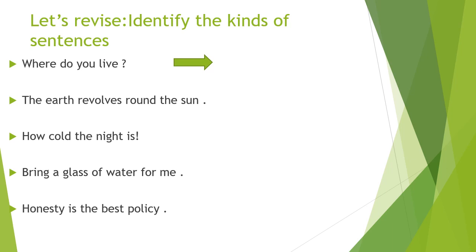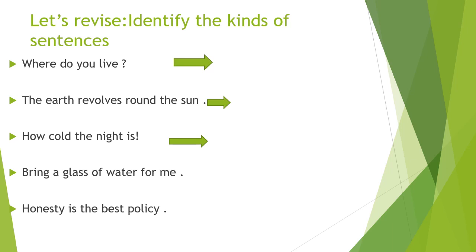The second one, the earth revolves round the sun. It's a statement. So, what will be its kind? It will be an assertive sentence. Third one, how cold the night is. It expresses feelings, sudden feelings, isn't it? So, it is an exclamatory sentence.